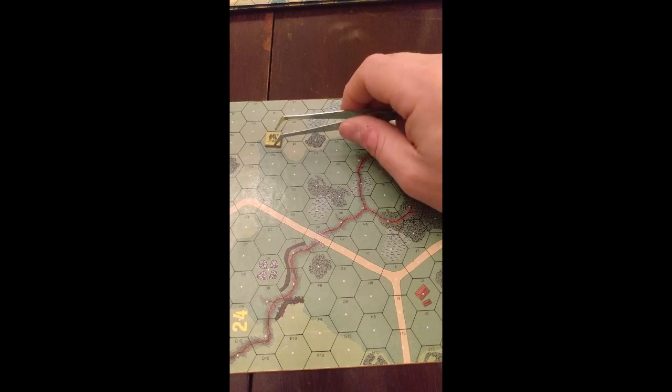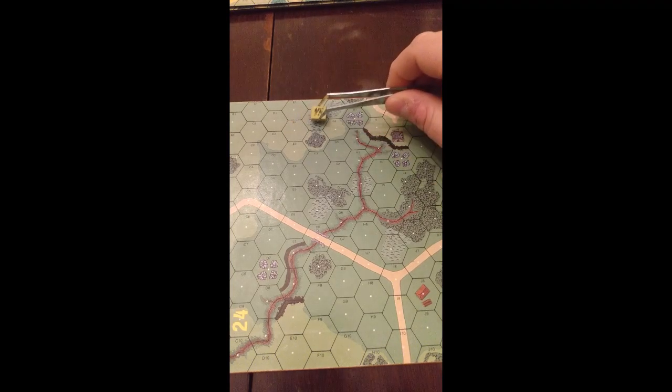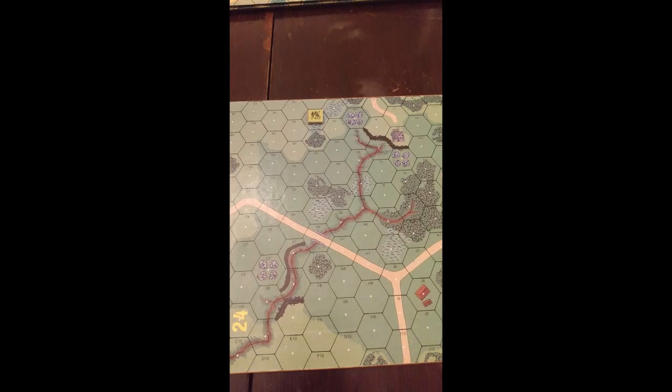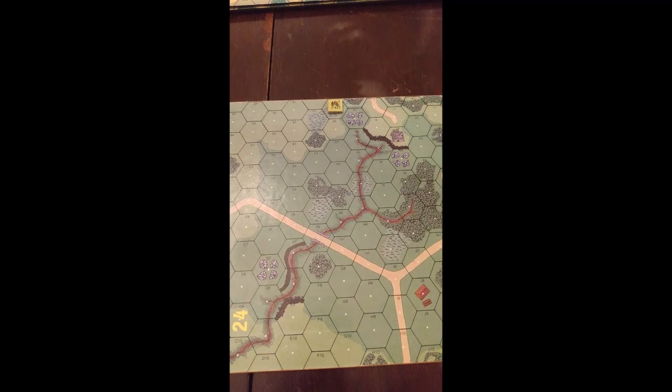Then we could go to E2. That's four movement factors. And then F1 in this brush is two more movement factors for a total of 6. Remember, brush, just like woods, costs 2 movement factors to enter. Then in the next movement phase, we could continue on to G1. That would be 2 movement factors, again, through the brush.